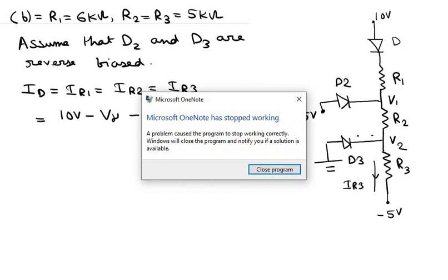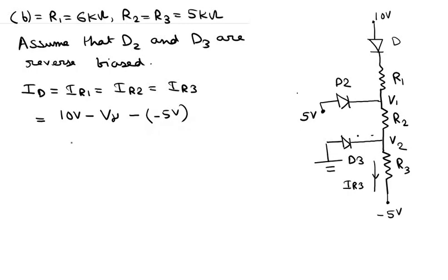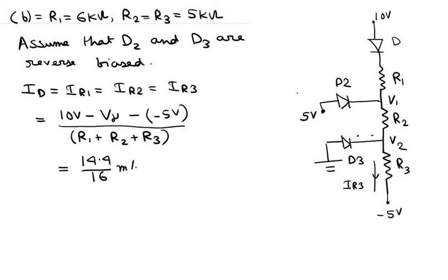divided by R1 plus R2 plus R3. Okay, so this gives me 14.4 divided by 16 milliamps, which is equal to 0.9 milliamps. Now from this, let us calculate the value of V1.